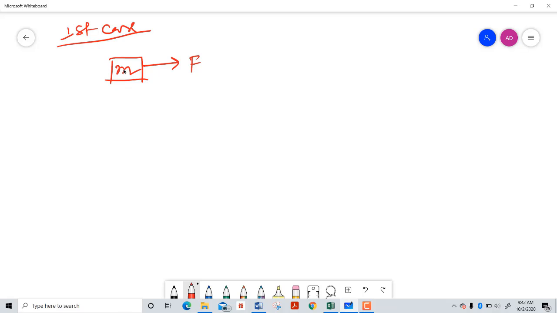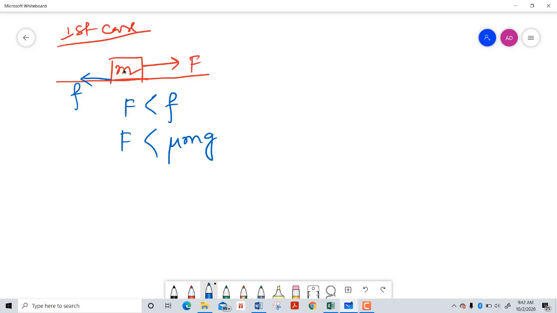In this case, we'll analyze that you have applied lots of forces to move that object with respect to the surface, but your applied force is not sufficient to move it, right? That means the applied force is less than the friction force. I can say that the applied force is less than mu mg. So in this condition, the object will not move and will stay fixed at this position.